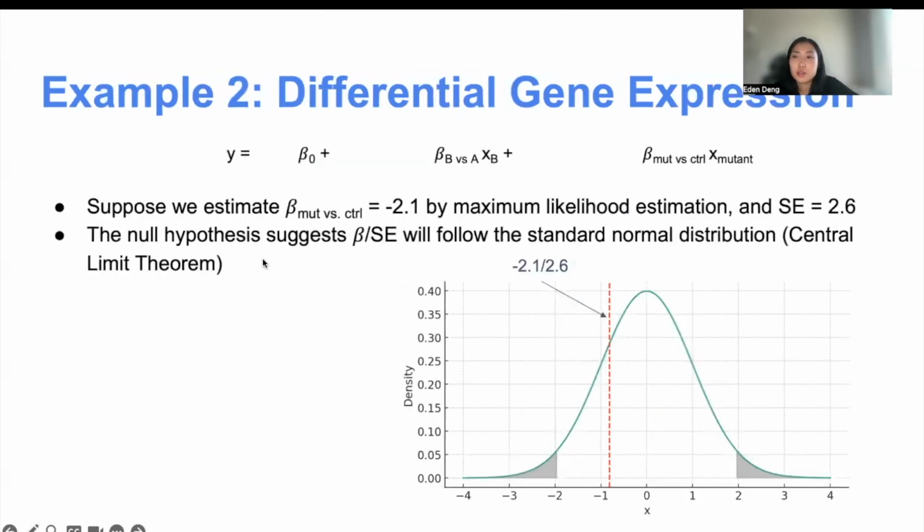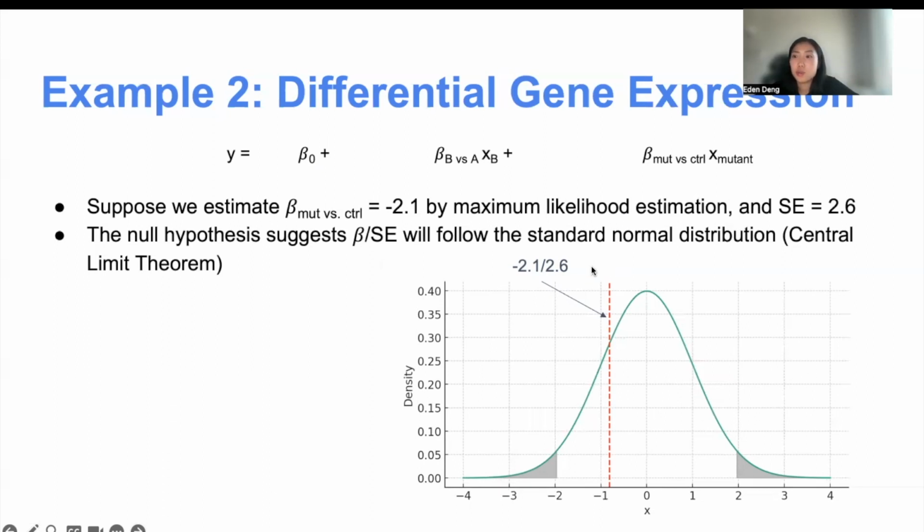So just to return to our example from before, suppose we calculate this estimate for the beta coefficient of mutant versus control samples using maximum likelihood estimation. And we also have this estimate for the standard error of 2.6. Under the null hypothesis, which assumes that the log fold change is 0, we would expect the estimate over the standard error to follow this standard normal distribution. And this property comes from the central limit theorem.